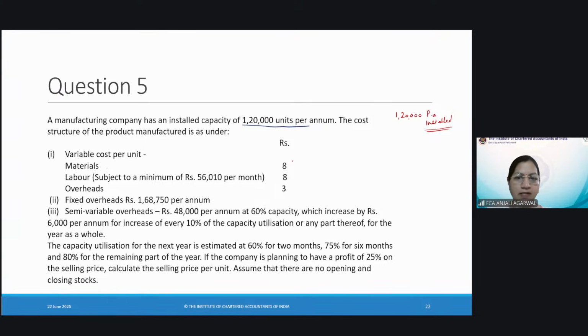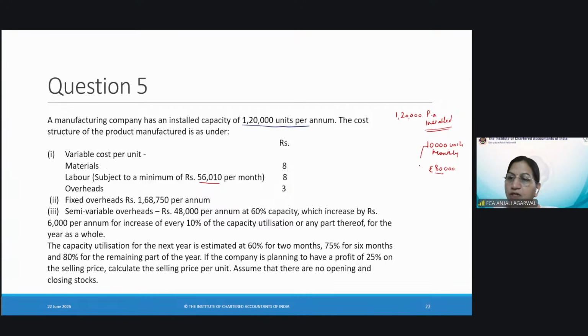Variable cost per unit: materials is 8 rupees per unit. Labor is also 8 rupees per unit, but it is subject to a minimum of 56010 per month. So if you are manufacturing 1,20,000 per annum, your monthly production at 100% capacity should be 10,000 units, right? Which will give you your labor cost as 10,000 into 8, 80,000. So what it is saying is that if the labor cost is anything above 56010, we will keep the labor cost at that level.